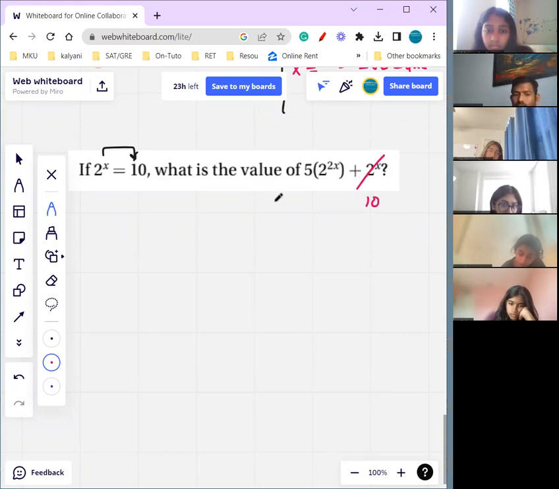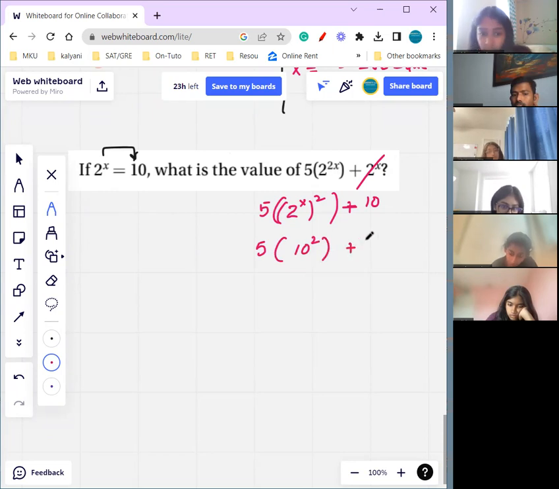So what I'm going to do, the 2 to the 2x, I can write as 2 to the x, to the second exponent. Can we write like this? Because you remember the rules that we talked about at the beginning of the exponents. Anything with a power, I can write as a power to the power. So this is basically 2x. Agree? Because x times 2 is the same as 2x. But now I know 2 to the x is 10. So I can replace 2 to the x with 10 squared plus 10.